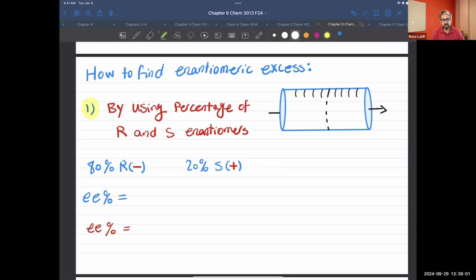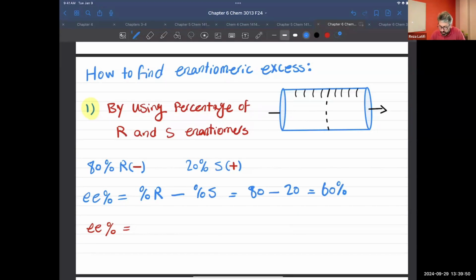So first example, let's say they gave you the percentage for each enantiomer. They gave you 80% from R, and they say we have 80% from R and 20% from S. If you want to know the percentage of enantiomeric axis, just simply take the percentage of R, the one that you have excess from, minus the percentage of S. So you go 80 minus 20, that's going to give me 60%. So I have the percentage of the enantiomeric axis equal to 60%.